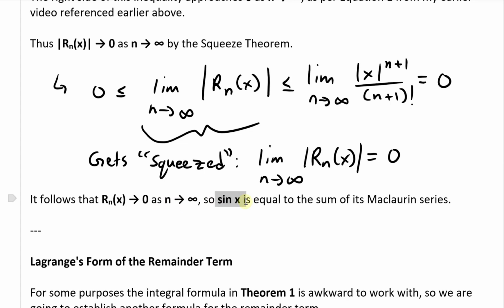So sine of x is equal to the sum of its Maclaurin series because the remainder is approaching 0.